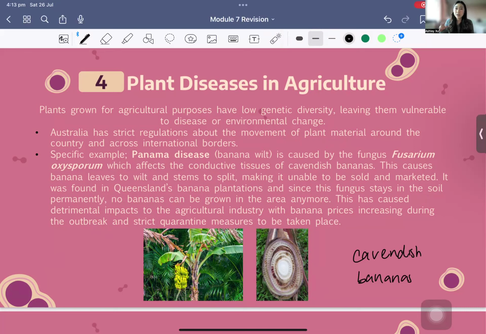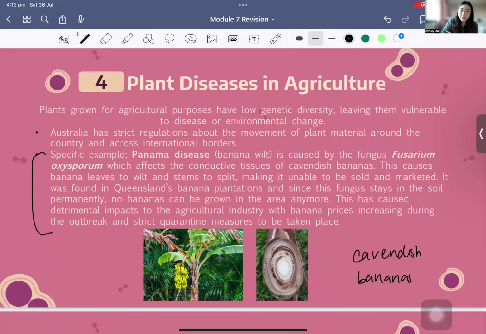And it stays in soil. So soil is something that we can't just dig up and throw away, because soil is everywhere. Therefore, it was really hard to get rid of that disease and no bananas could be grown in that area anymore. So that caused a lot of impacts in the banana industry. A lot of quarantine measures had to take place. The prices of bananas increased by a lot.